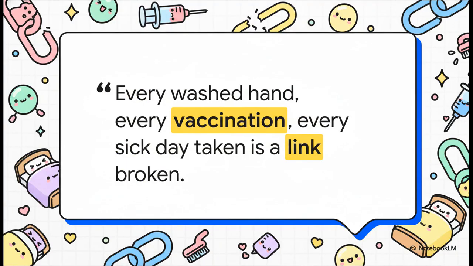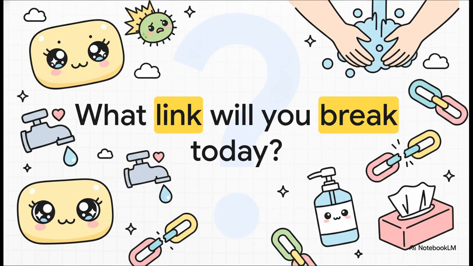And really, it all boils down to this one simple, powerful idea. The chain of infection is only as strong as its weakest link. Our everyday habits, our public health systems, they're all designed to create those weak spots. Every action we take, no matter how big or small, helps break that chain. So the next time you wash your hands or you cover a cough, remember this chain. You're not just being tidy, you're being a defender of public health. You are a chain breaker. So the only question left is, what link will you break today?